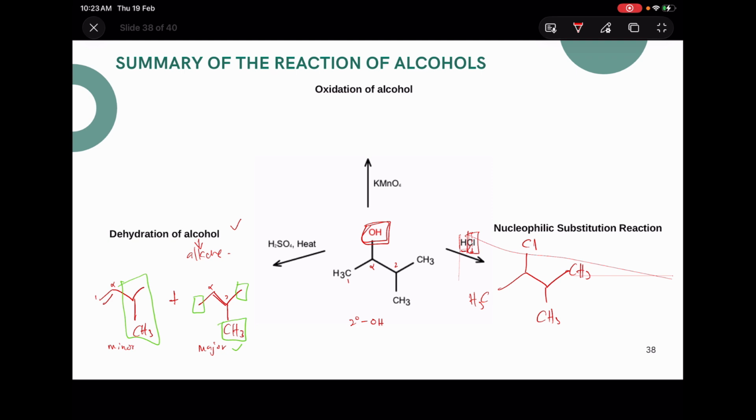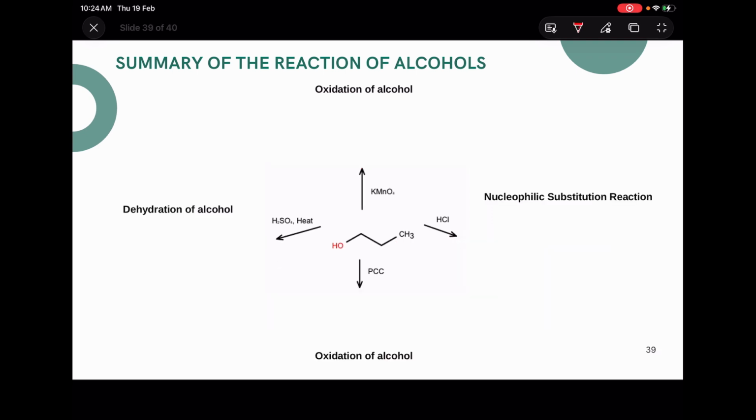The last one is the oxidation of alcohol. Since this is a secondary alcohol, when the secondary alcohol goes through oxidation, it will form ketone from the alcohol. So just draw back the structure, and then at the alpha carbon, instead of attaching COH, it will become C double bond O, which indicates the ketone structure. So this is the product.